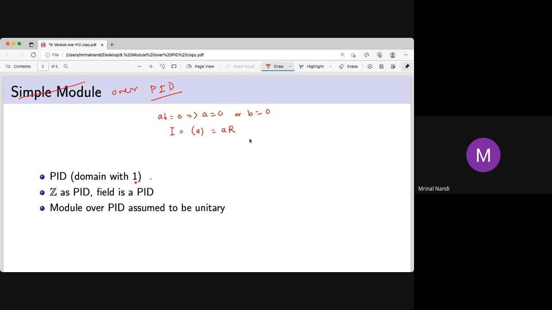So Z is one example of a PID. Any ideal of Z is just generated by a single element, like say n, which is nZ, the set of all elements a times n, where a is in Z. So this is called a PID, which is also named principal ideal domain.